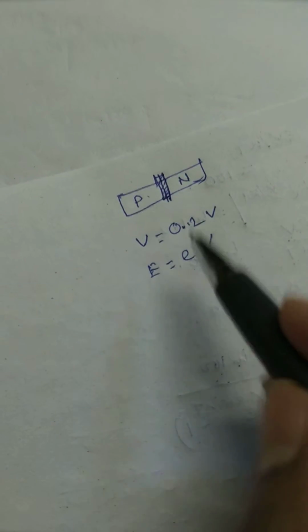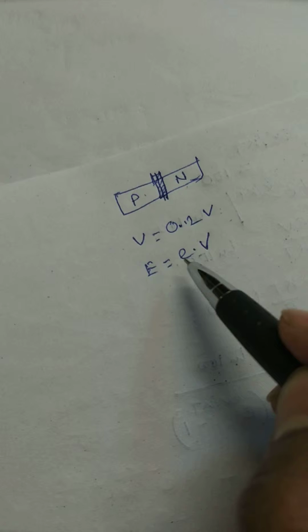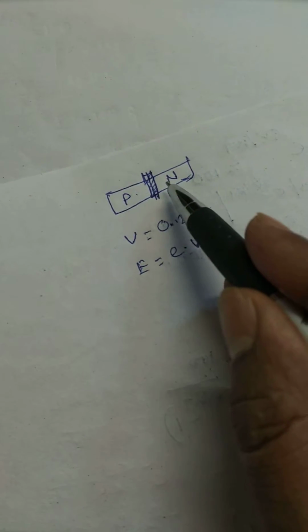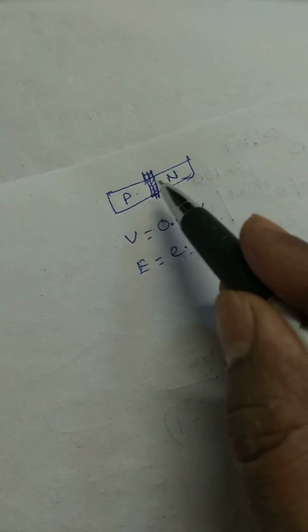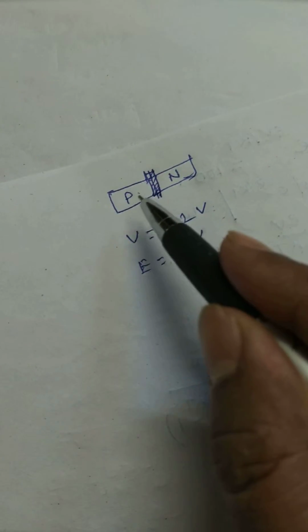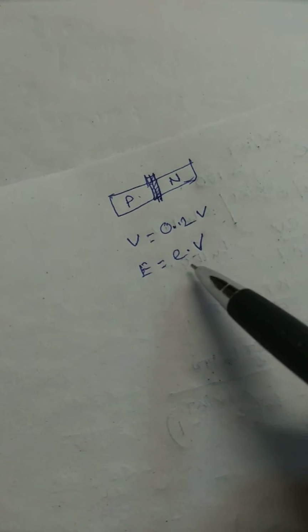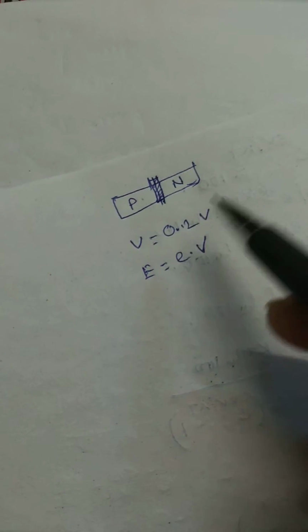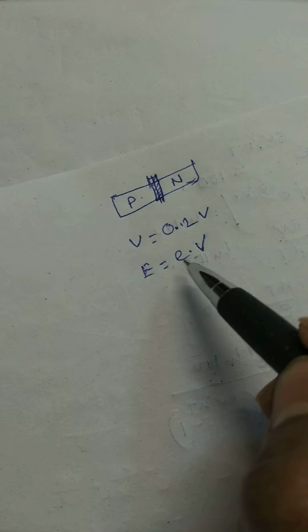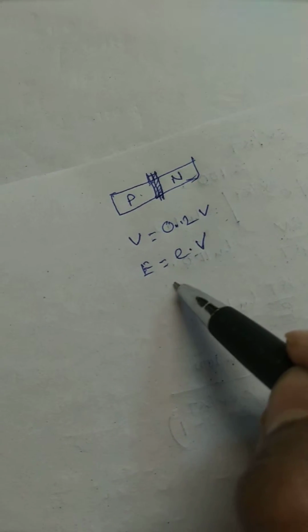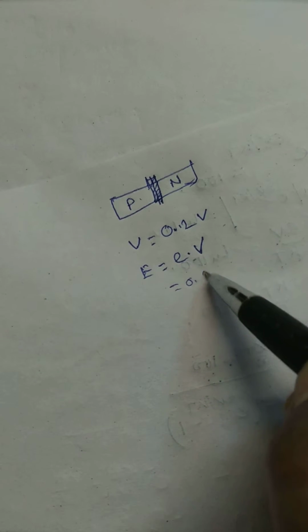So the hole, which has the same charge as the electron, is not welcomed by this. It is in reverse. So the hole has to have this amount of energy in order to cross the barrier. So you know the charge is E, and you can even answer it in electron volt. So the answer will be 0.2 electron volt.